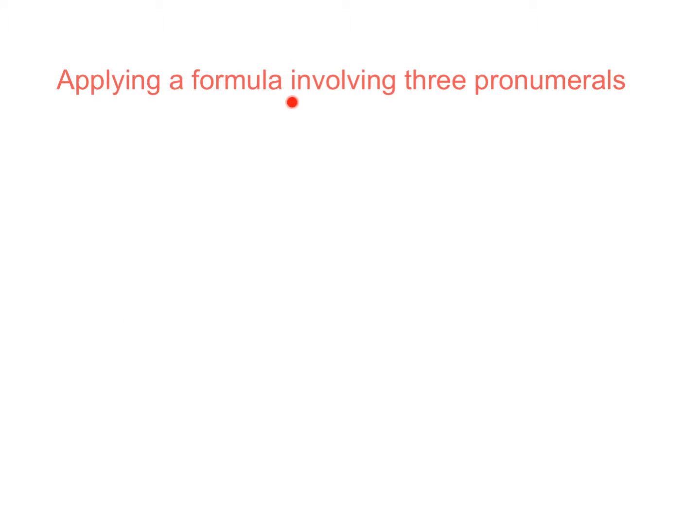Now we're going to look at applying a formula that involves 3 pronumerals. Alright, well here we go. We have a random formula and we have our various pronumerals. Obviously this one over here is the subject, so this is what we're trying to find. We're trying to find what r is, and we are given the values of t pronumeral and x pronumeral. So we need to substitute these values into our equation over here to solve for r.